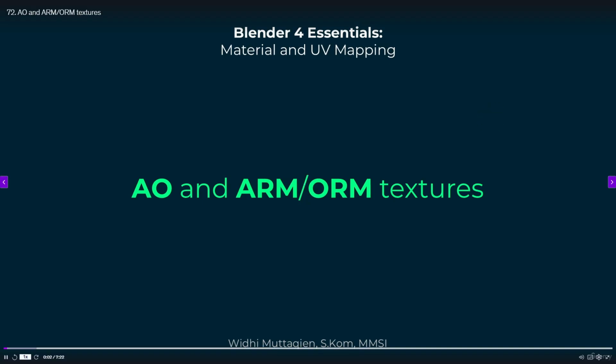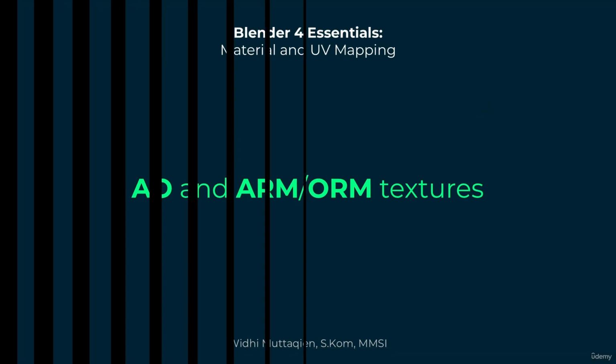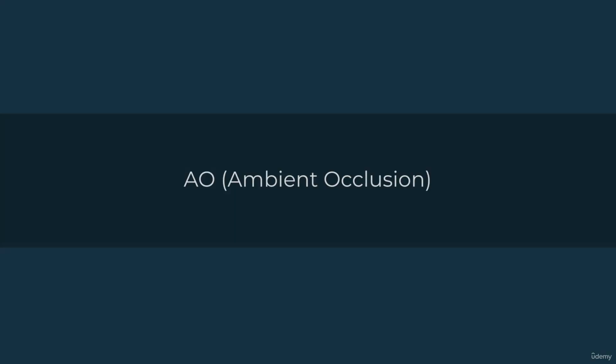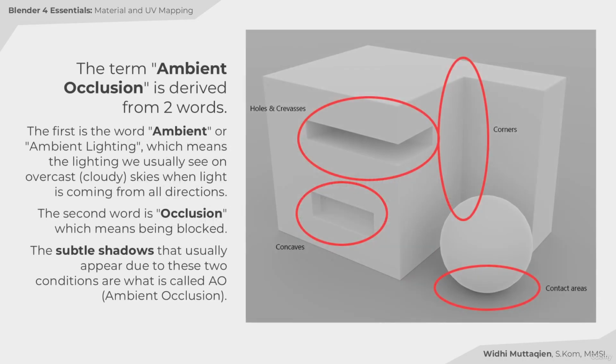We'll discuss the AO or ambient occlusion texture, and then after that, the ARM or ORM textures. First is the AO or ambient occlusion. In computer graphics, the term ambient occlusion is used to describe small subtle shadows that appear on corners, gaps, and crevices. You usually see these shadows in an overcast skylight and hardly see them in bright sunlight. This is where the word ambient originated.